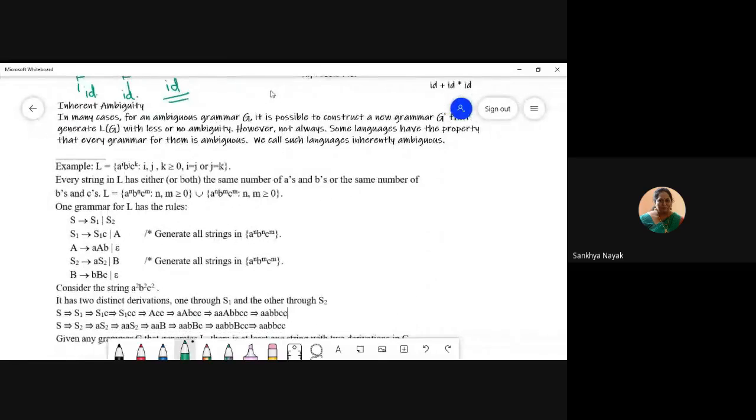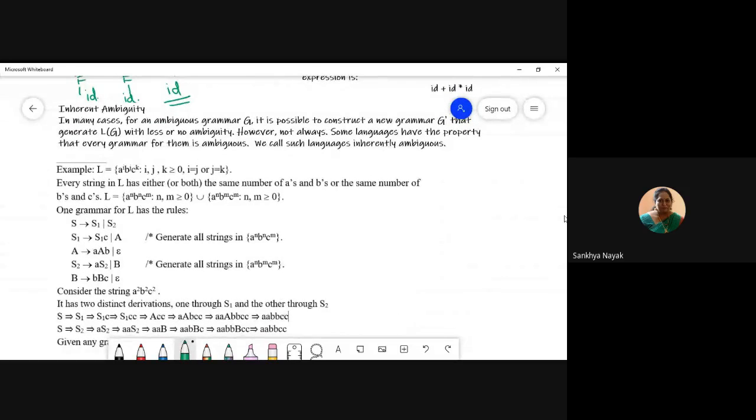Sometimes what happens is, from the grammar, you cannot remove ambiguity at all. For some questions, when we write grammars, we cannot remove ambiguity. Such grammars are called inherently ambiguous grammars. Whatever grammar you write, in any format, will be converted into an ambiguous grammar itself.